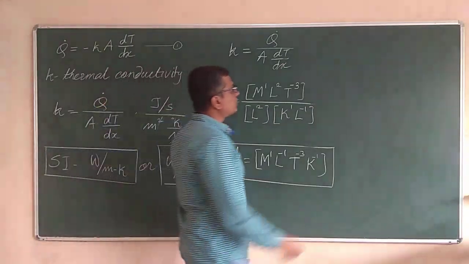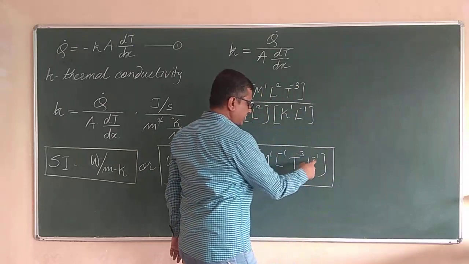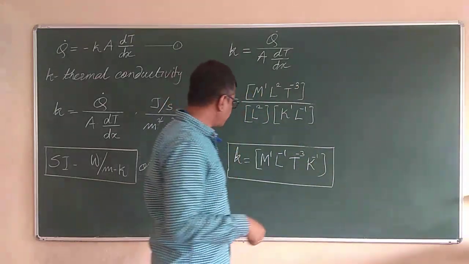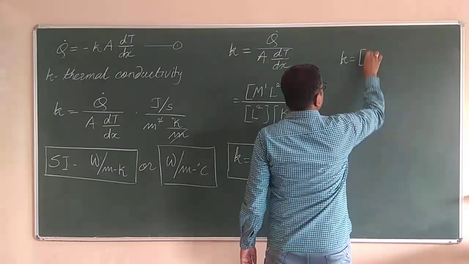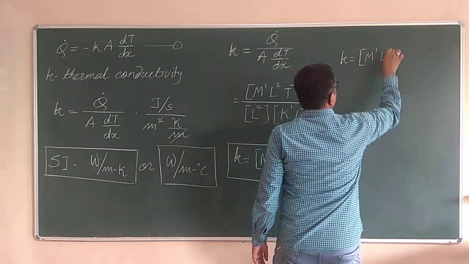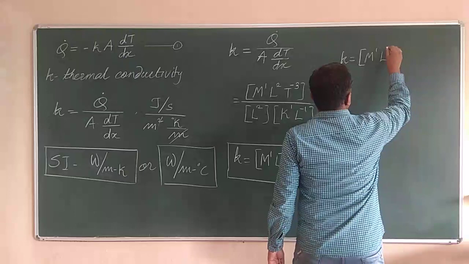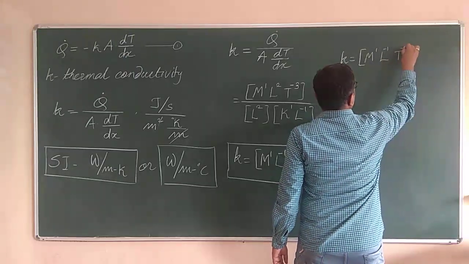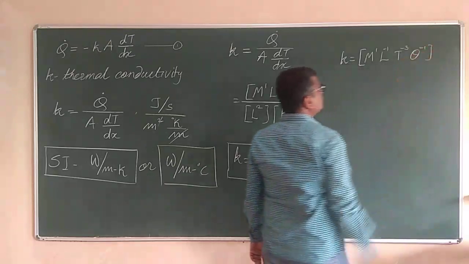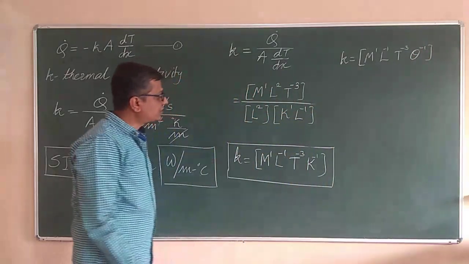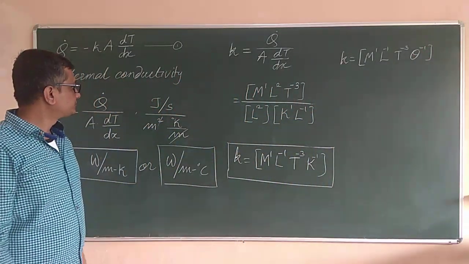So these are the dimensions of the thermal conductivity of a matter. In some books, some authors use theta instead of K to represent temperature. So in that case, the dimensions of thermal conductivity K will be M1 L minus 1 T minus 3 and theta to the power minus 1. So in this way also you can represent the dimensions of thermal conductivity of a material.